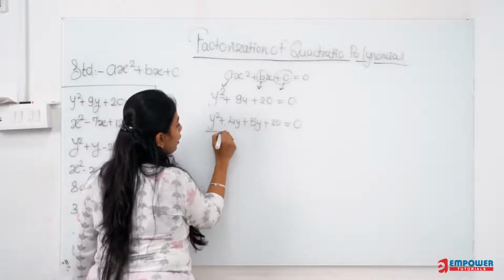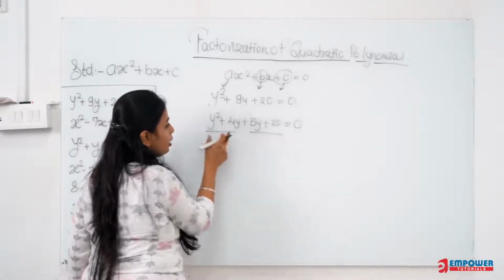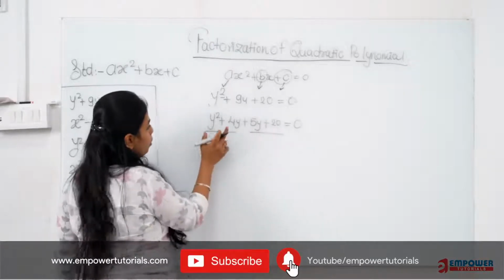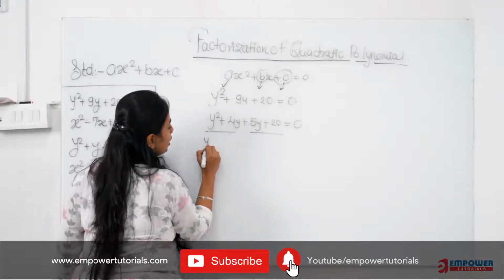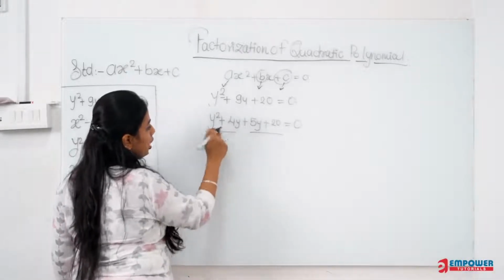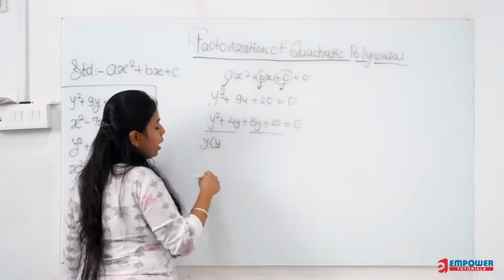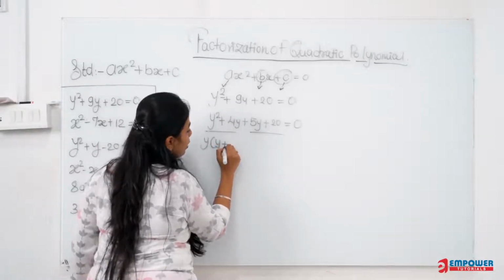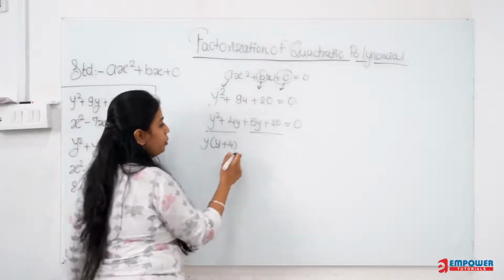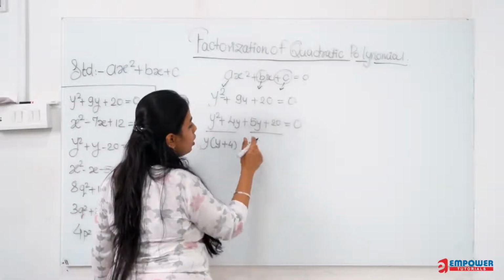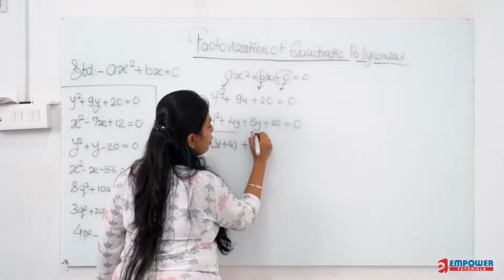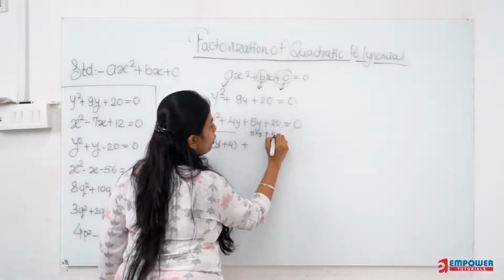Now I will look for the common factor between two terms. So I will separate two terms at a time. Here I will take a common factor. I am taking y as the common factor. In the bracket what I will have is y plus 4, because I have taken y as the common factor over here. Now what can I take as a common factor here? It is 5 into y plus 4 into 5.